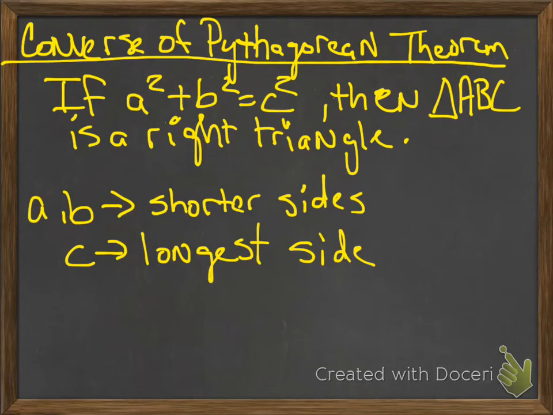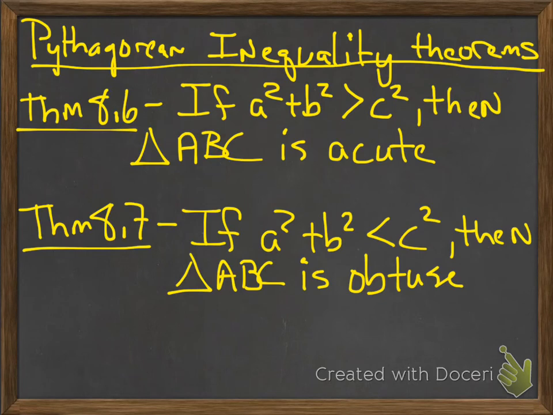Also, we can throw in the Pythagorean inequality theorems, which also say that if a squared plus b squared is greater than c squared, then the triangle is acute. If a squared plus b squared is less than c squared, the triangle is obtuse. Okay?